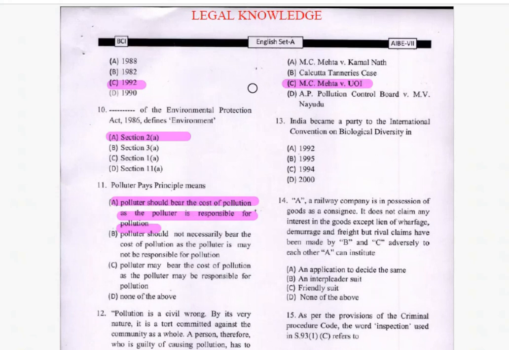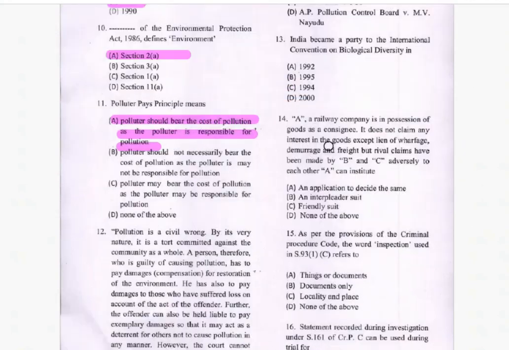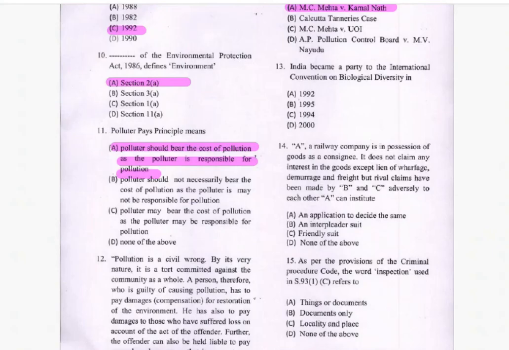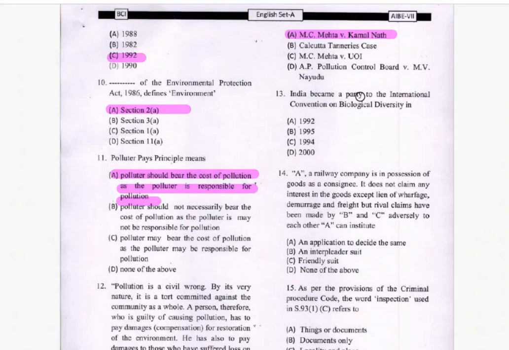No, see, sorry, this is the common mistake we usually make. This is the Kamalnath case. This is not MC Mehta versus Union of India. The first party is obviously MC Mehta, but the opponent over here was Kamalnath. So remember, pollution is a civil wrong, the case is MC Mehta versus Kamalnath. Then India became a party to the International Convention on Biological Diversity in the year 1994.